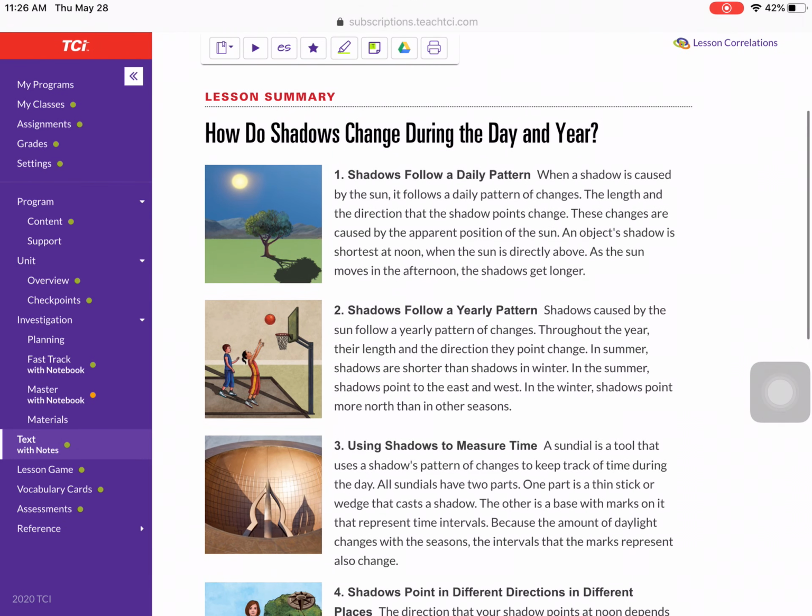Lesson summary. How do shadows change during the day and year? Number 1. Shadows follow a daily pattern. When a shadow is caused by the sun, it follows a daily pattern of changes. The length and the direction that the shadow points change. These changes are caused by the apparent position of the sun. An object's shadow is shortest at noon, when the sun is directly above. As the sun moves in the afternoon, the shadows get longer.